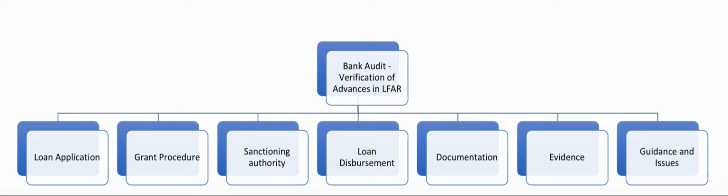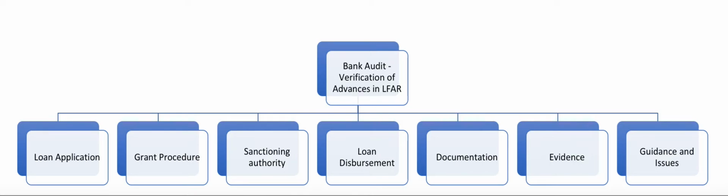We can check a few things and collect a few evidences here and there. So what are the things that we can check? The first one is the loan application. The application should be in the appropriate form and format. Every loan has a different application form, so we should ensure that this has been abided by the bank when it has been giving loans and advances.